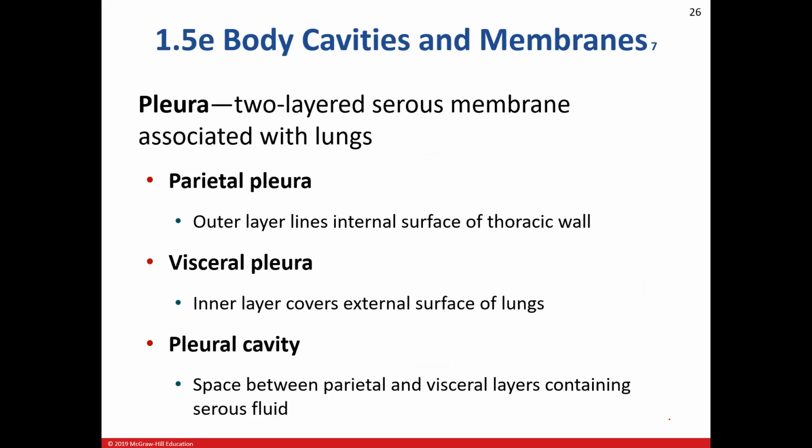The pleura. When you see pleura, you want to think lungs. Same scenario. The layer of the serous membrane that covers the outside surface of the lungs is the visceral pleura. And then the outer layer is going to line the internal surface of the thoracic wall, and that's the parietal pleura. The space in between is the pleural cavity. Again, that's where the serous fluid is going to be located.